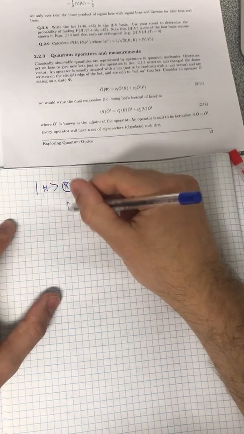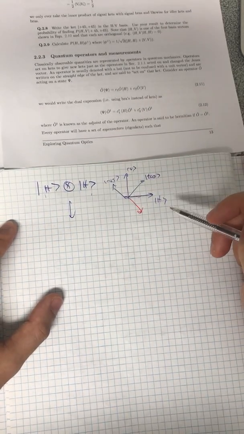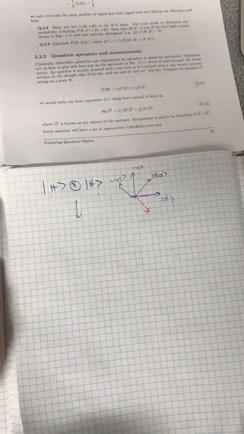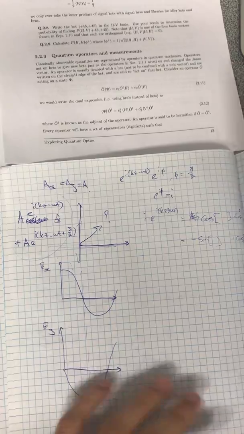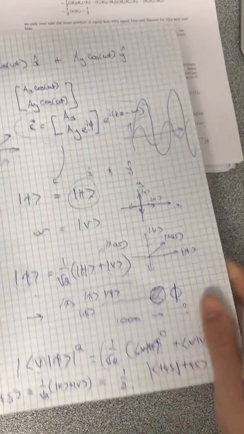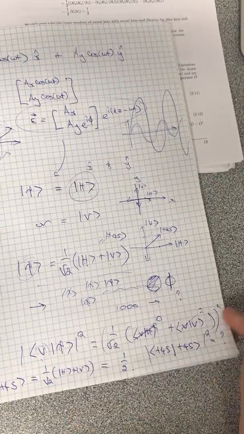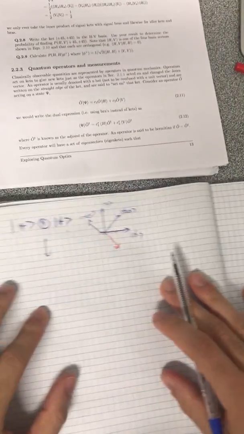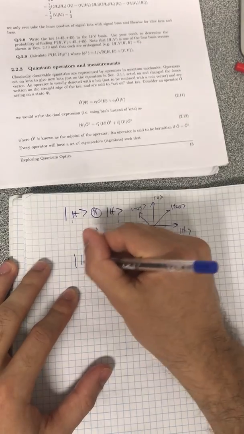So then what happens when we take a direct product of two vectors? This is different to an inner product, which is what I was doing when I was taking the probabilities here. That's an inner product, and that gives you a scalar out. We get a number out. We take the inner product of two vectors, we get a number. We take the direct product of two vectors, we get another vector, and it's a higher order vector.